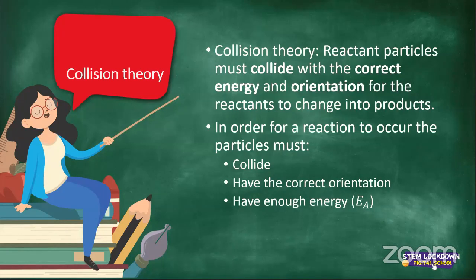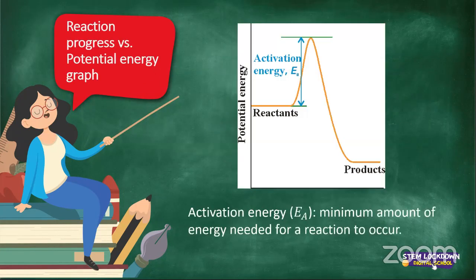And then lastly, they have to have enough energy. So there is a minimum amount of energy that they need to have, and we refer to that as activation energy. So this graph comes from grade 11. Hopefully you've all seen it. And activation energy is the energy between where your reactants are and how much energy you need for your reactants to turn into products. So just quickly, I want to explain that graph.